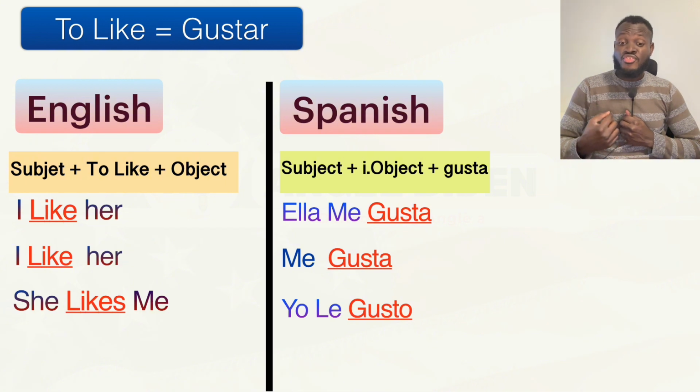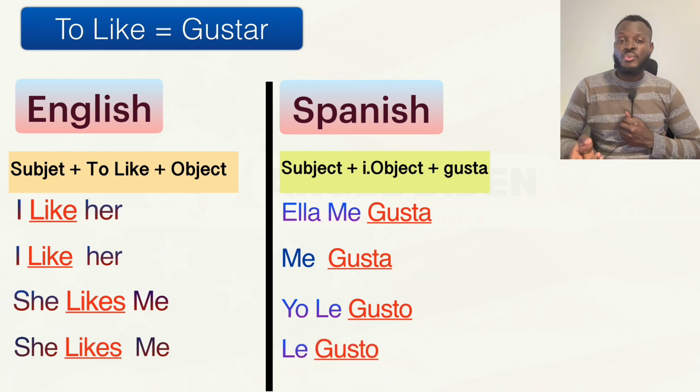She likes me. Yo le gusto. Remember? The indirect object for she is going to be le. It doesn't matter whether it is masculine or feminine, it's still going to be le. Yo le gusto. Be careful with the accent. Gusto. Now, if we keep going, since we can easily remove the personal pronoun for the subject, we can just remove yo and leave le. So it's going to be le gusto.